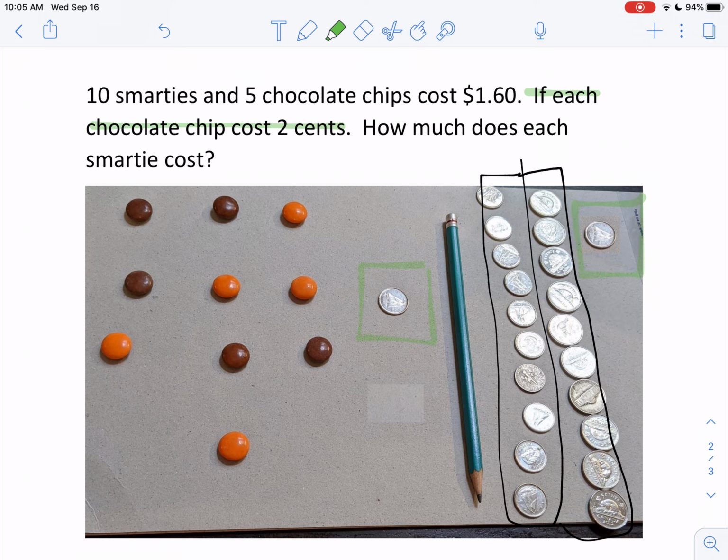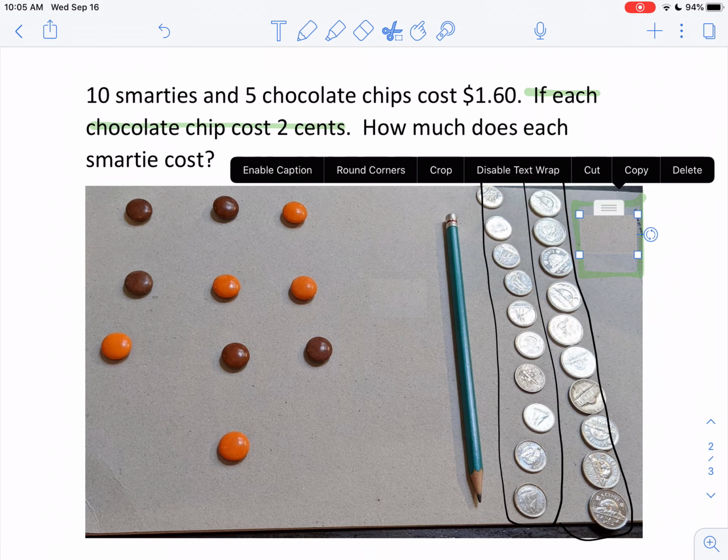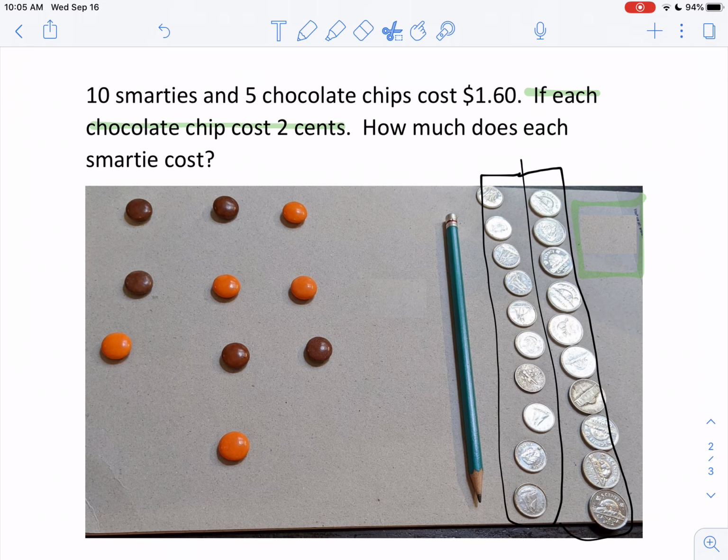So we can actually remove that from both sides, or subtract 10 cents from both sides. So we are going to actually get rid of the dime on both sides. If I take away a dime there, I also have to take away the dime over on this side as well. So now what I have is just the Smarties and the $1.50 left on the other side. So this now is $1.50. Now my next job is to divide $1.50 amongst 10 Smarties.